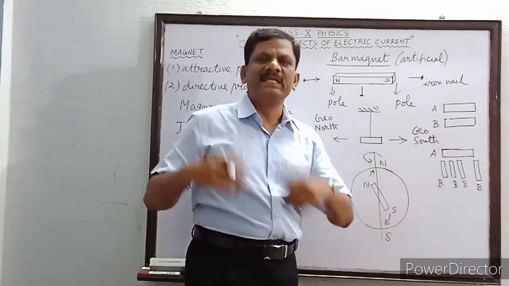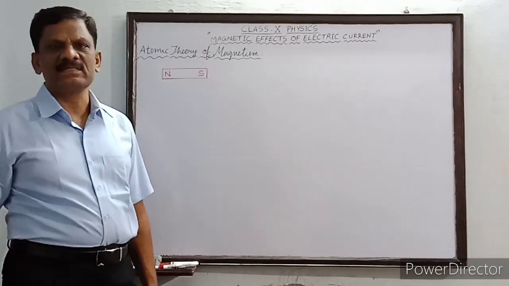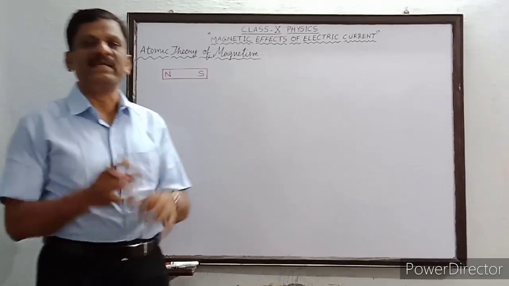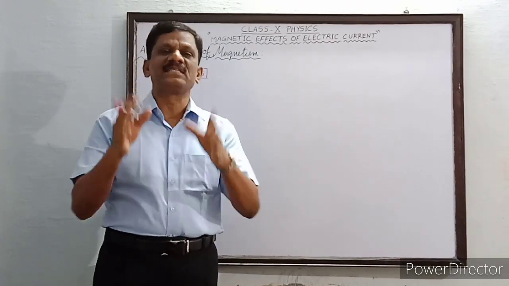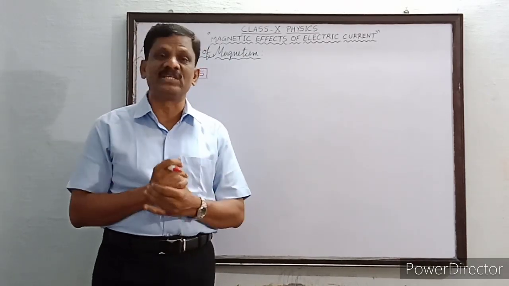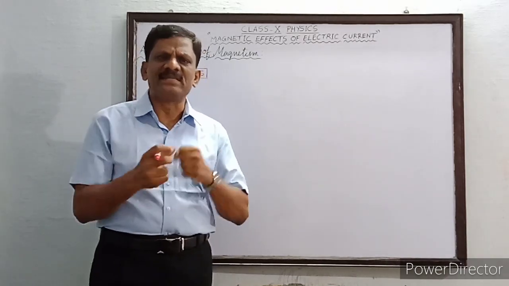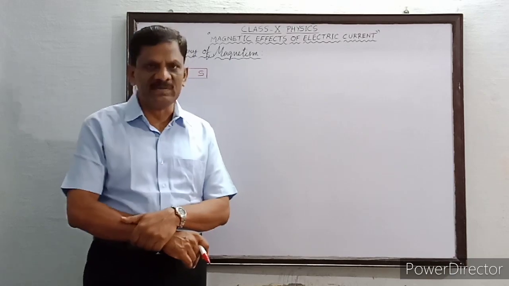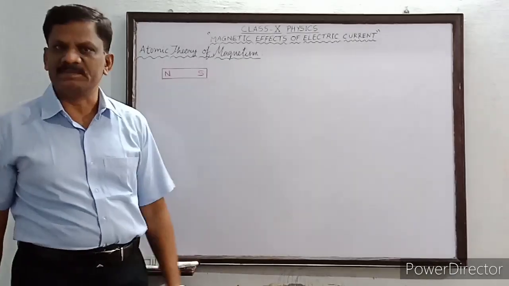Now some other interesting factors we are going to study. Be ready. Let us discuss where this magnetic power in the bar magnet comes from. Who is responsible for the attraction and repulsion by the bar magnet? What is attracting the iron pieces towards the bar magnet? We are going to discuss this, and the topic is the atomic theory of magnetism.